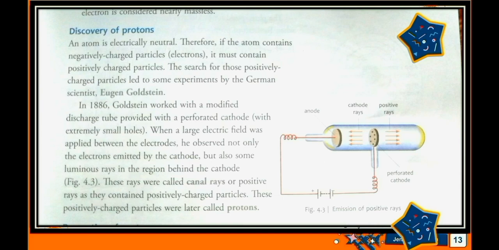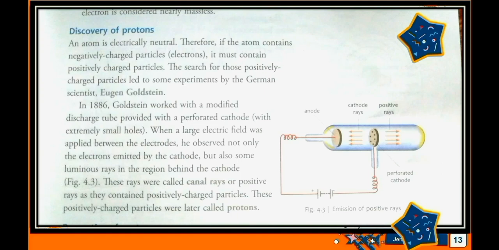Okay, what were the modifications? Let's see. With a modified discharge tube provided with a perforated cathode. Now what was the modification that Goldstein did? He had made the cathode perforated, okay, with extremely small holes. When a large electric field was applied between the electrodes, he observed not only the electrons emitted by the cathode but also some luminous rays in the region behind the cathode.